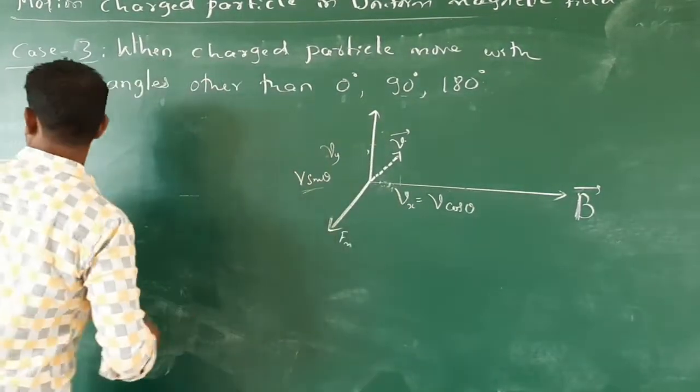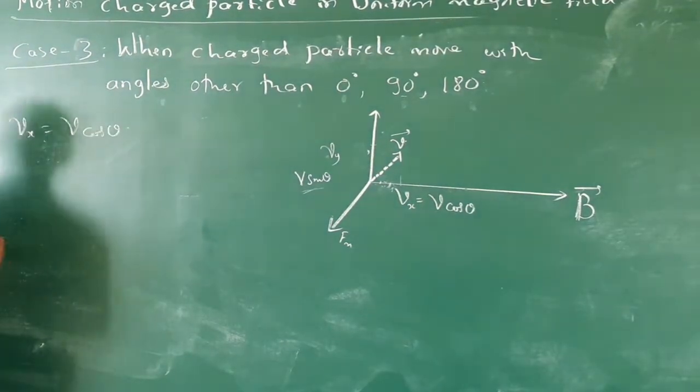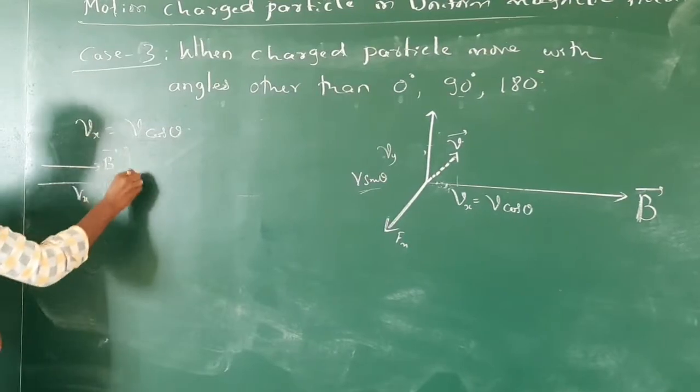Let us see by the Vx component. By the Vx component, V cos theta, and see the magnetic field, V and Vx both are in the same direction.